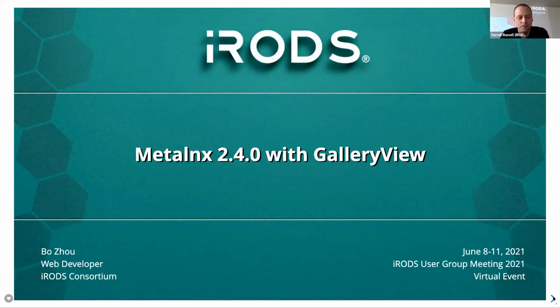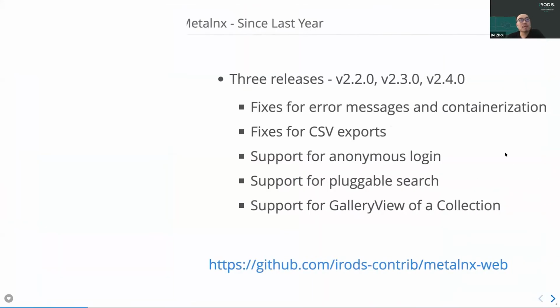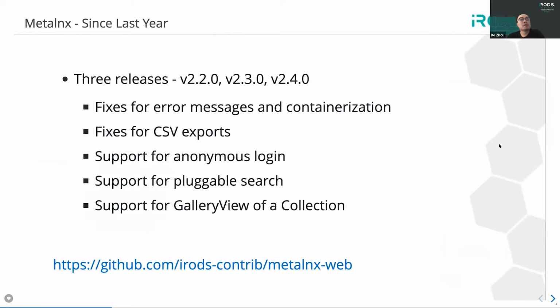All right, thanks, Daryl. So I'm Bo, and today I'm going to talk about Metalnx 2.4.0 with GalleryView. Since last year, Metalnx has had 3 big releases. They include fixes for the error messages and containerization, fixes for the CSV export, and also support for anonymous logging and pluggable search, and this gallery view of collections.